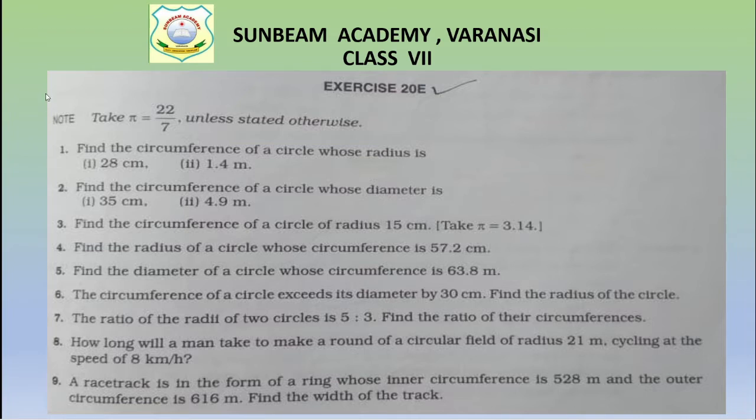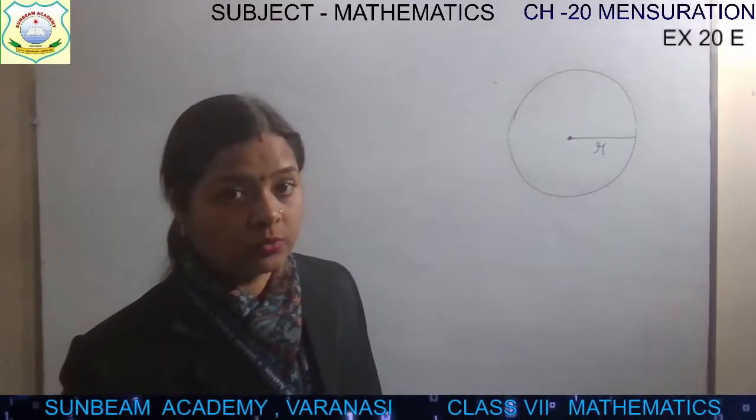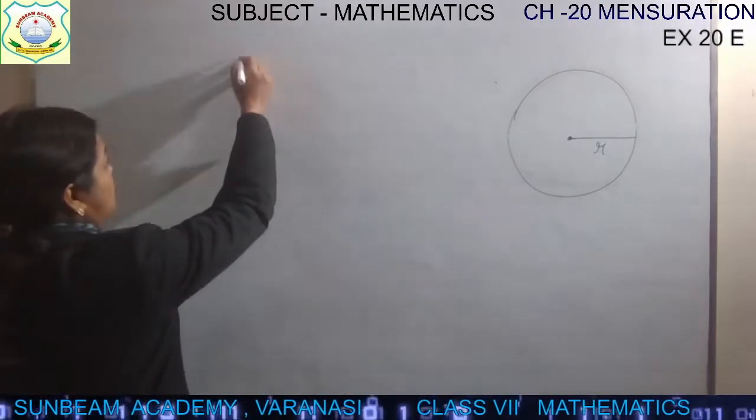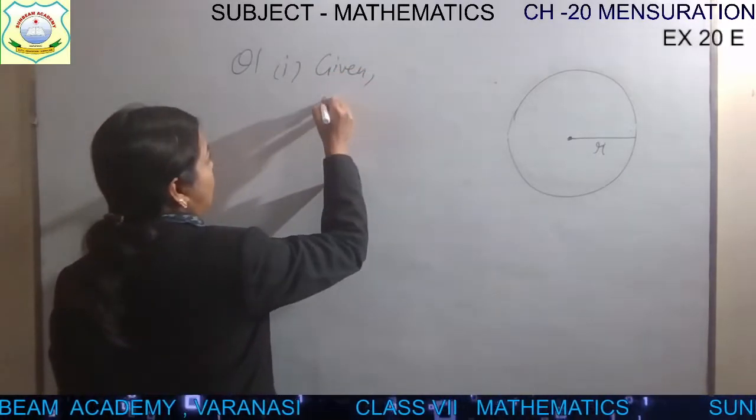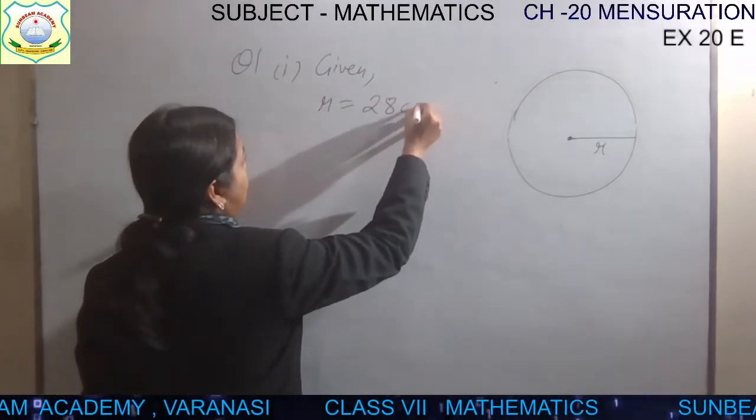Now, let's start with question number 1. Find the circumference of a circle whose radius is given, children. Can we find it? Yes, of course we can. The radius of that circle is given to us. You can see from the question that the radius of the circle is 28 centimeter. So let's quickly start question number 1, first part. What is given, children? The radius of the circle is 28 centimeter.